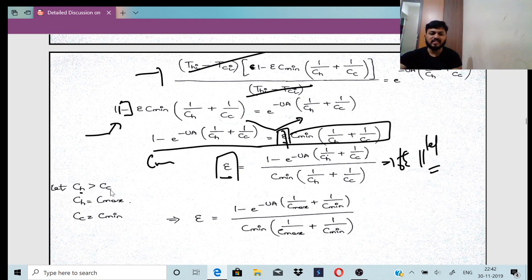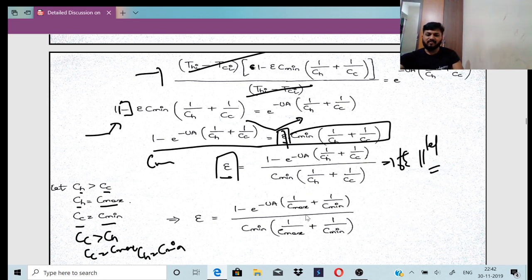Now, if CH is greater than CC, then CH will become C max and CC will become C minimum. Similarly, if CC is greater than CH, CC will become C max and CH will become C minimum. So wherever CH or CC is there, whichever is max, you put it as C max, and whichever is minimum, you put it as the minimum heat capacity. So this is for the parallel flow heat exchanger.